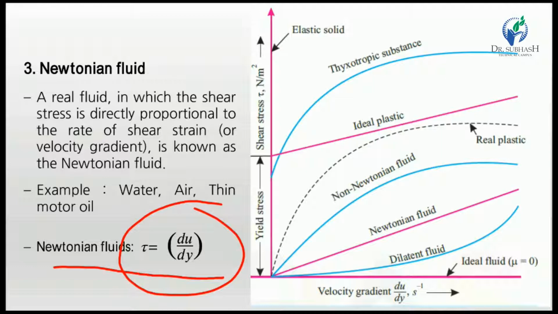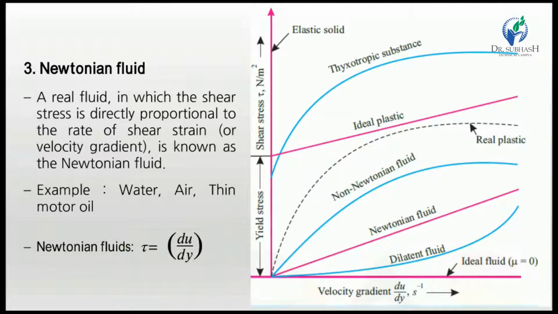Now the Newtonian fluid is mentioned in this graph, in this line. The line is perfectly straight and inclined as shown in the figure, because shear stress is directly proportional to shear strain. So the line is straight and inclined. Examples of Newtonian fluid are water, air, and thin motor oil.